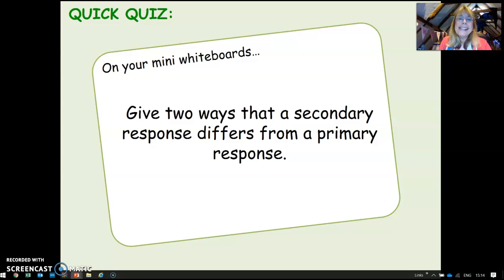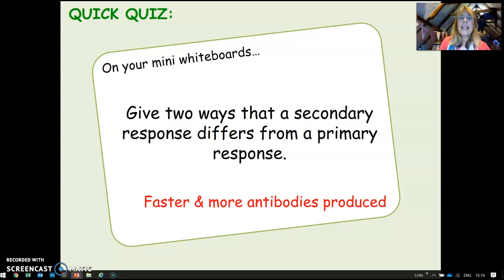Give two ways that a secondary response differs from a primary response. So this is about the first time you get the infection or the vaccination, and then the second time. Of course, the second time, the response is a lot faster and a lot more antibodies are produced. And think about that graph that you were shown in class.